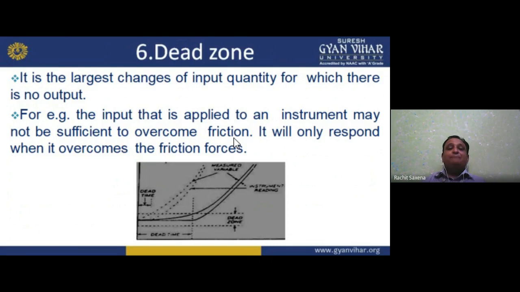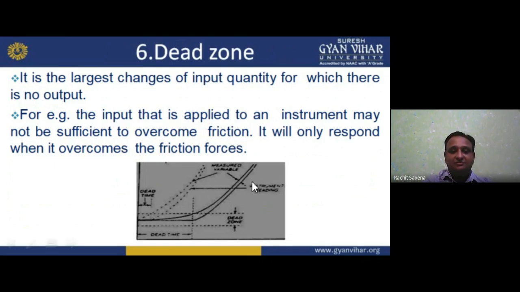For example, the input applied to an instrument may not be sufficient to overcome friction. The input I am giving to the system is not sufficient to overcome the friction, so it will only respond when it overcomes the friction forces. So it is a dead time, it is not working, but after that it will work. We can identify this with the curve or graph shown below.